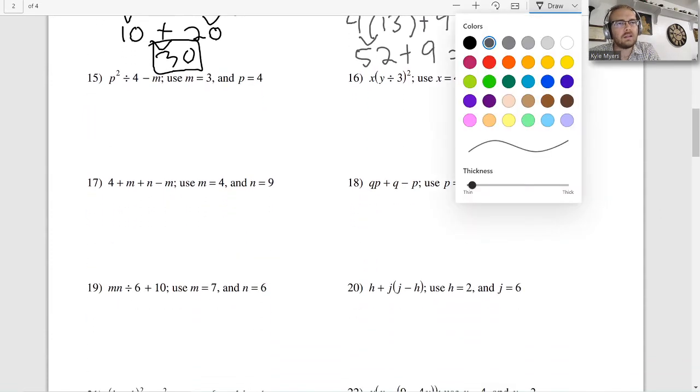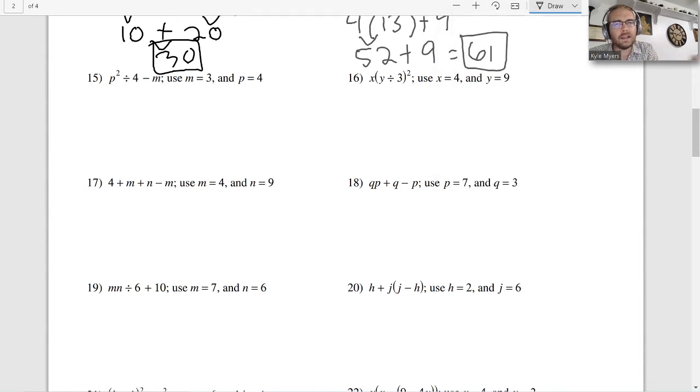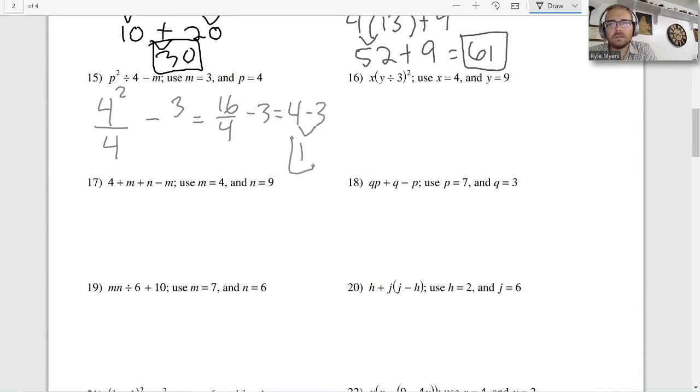So many. All right, so one shade of gray less. P, 4 squared divided by 4 minus m. Very cool. All right, so 4 squared is 16. So that equals 16 over 4 minus 3. 16 over 4 is 4. 4 minus 3 is 1. The answer is 1.